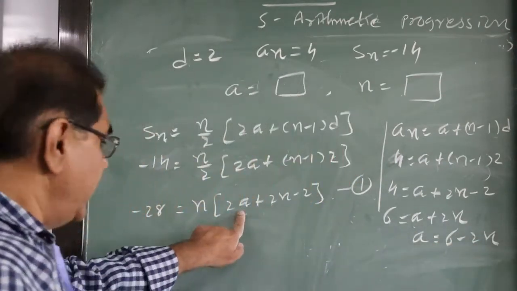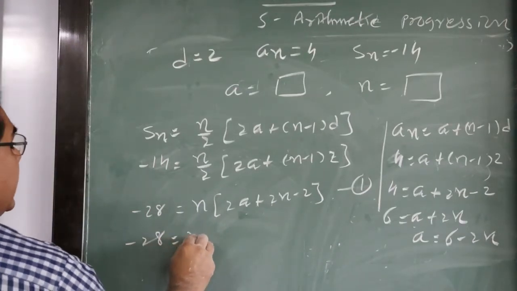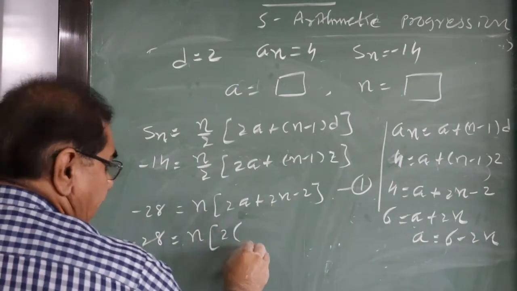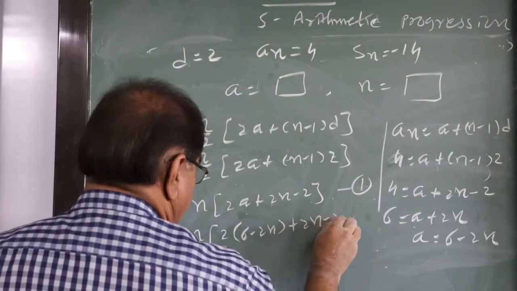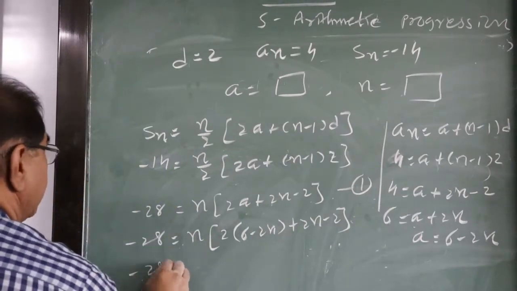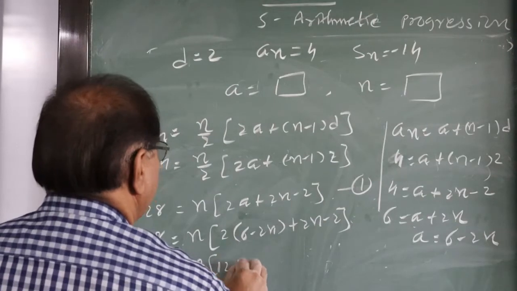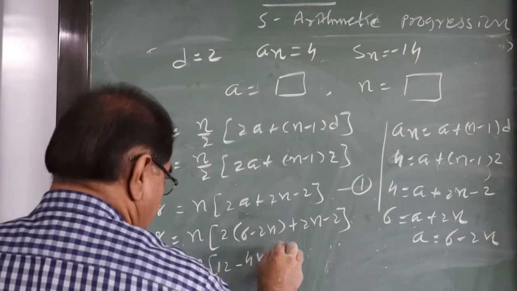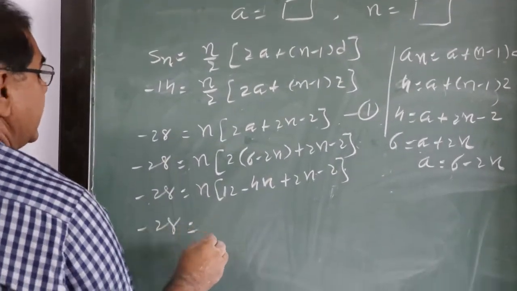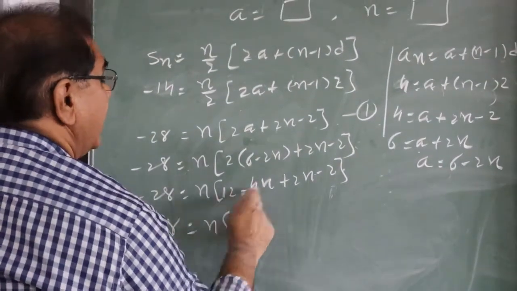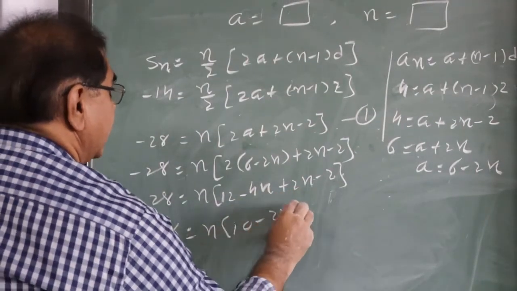So this value of a you can put here for a in the equation minus 28 equals n into 2a plus 2n minus 2. So minus 28 is equal to n into bracket, 6 2s are 12, minus 2 2s are 4n, plus 2n minus 2. So minus 28 is equal to n into 12 minus 2, 10, minus 4n plus 2n minus 2n.